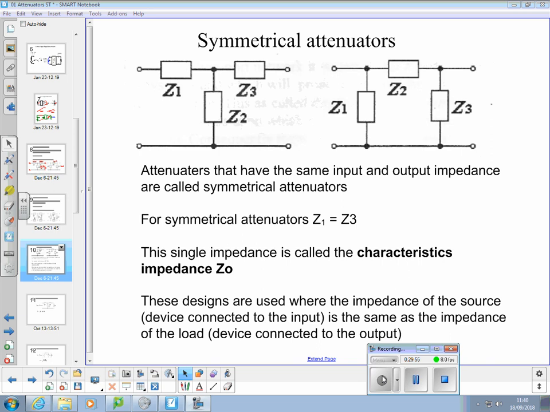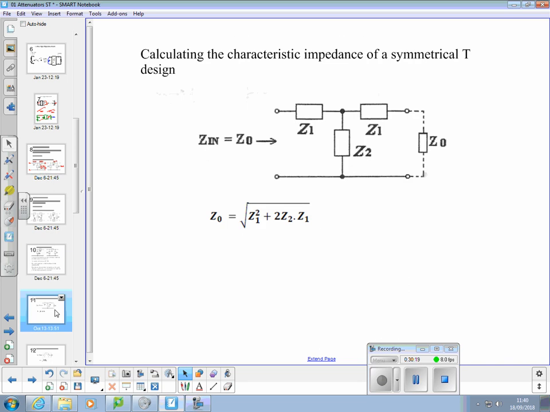Okay? So there's a minimum design loss, I think they call it, where you're going to get that attenuation even if you didn't want it. Okay. We don't have to worry about that because we're not building one that has to match a mismatched source anyway. Okay, so calculating the characteristic impedance of a symmetrical T design.